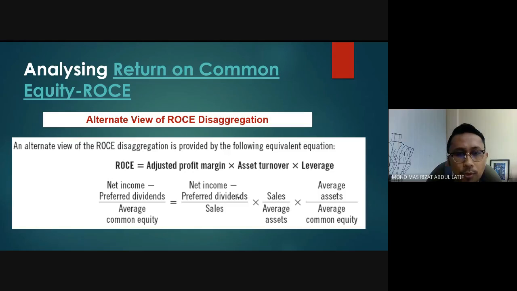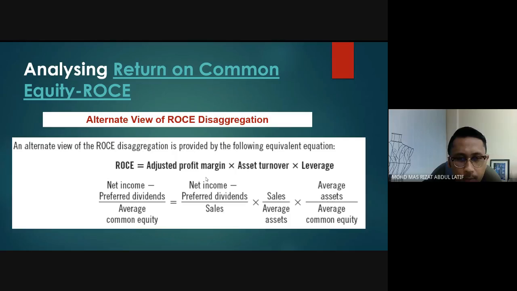Okay, now we already know about the formula of calculating the ROCE, which is net income minus preferred dividend divided by average common equity. Now, how can we disaggregate them? Okay, so dia punya alternative disaggregation dia lah, which is adjusted profit margin times asset turnover times leverage. Okay, so dia pecahkan kepada 3 komponen. Satu profit, satu turnover, satu lagi adalah leverage. So how can you calculate them in terms of the disaggregation just now?